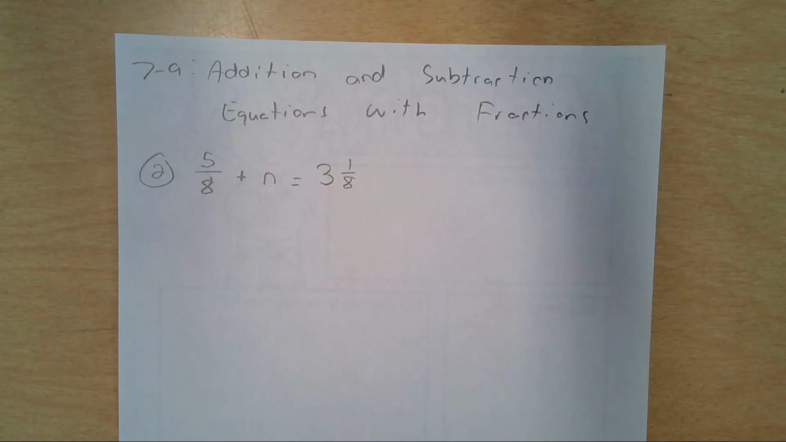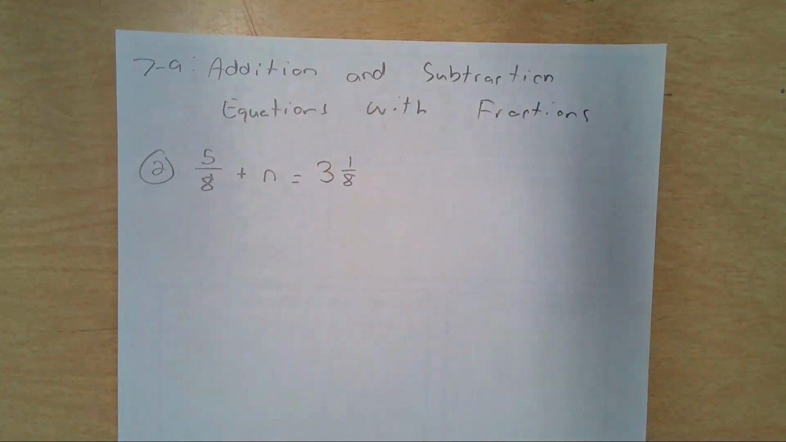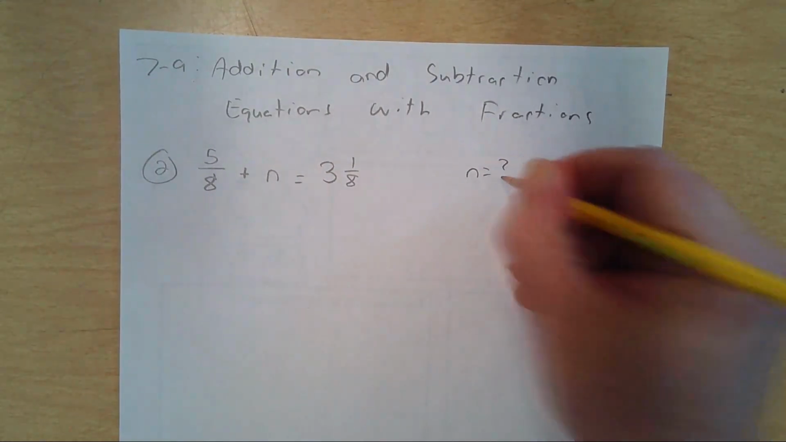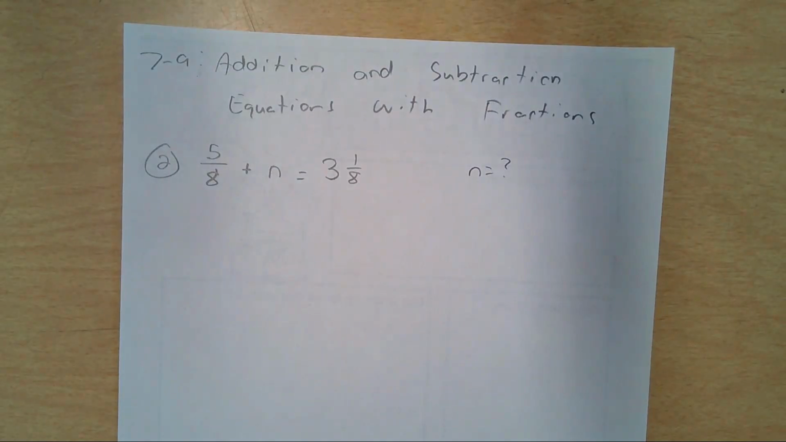So what we're doing here, we're trying to figure out what N is. Somewhere in the world, if there's a number that exists and I add 5/8 to it, I get an answer or a sum of 3 1/8. So what I'm trying to do is figure out what that value is. What does N equal for a real number to plug into there?